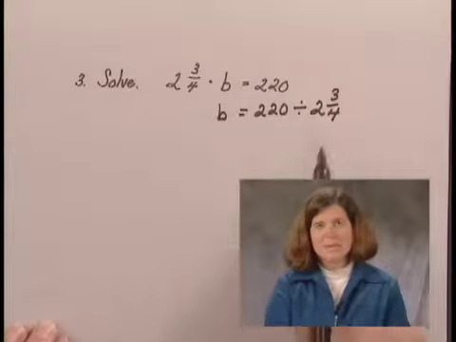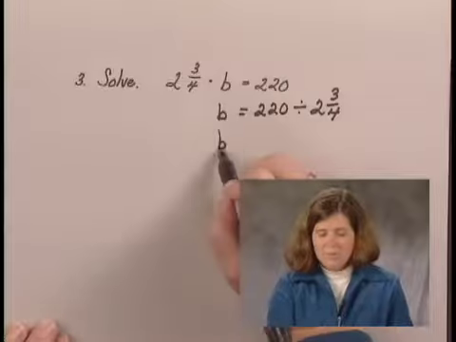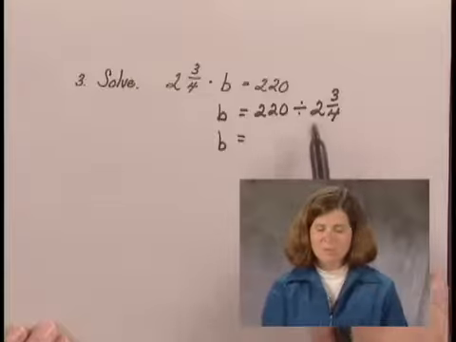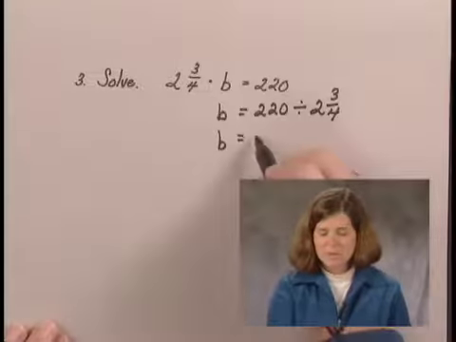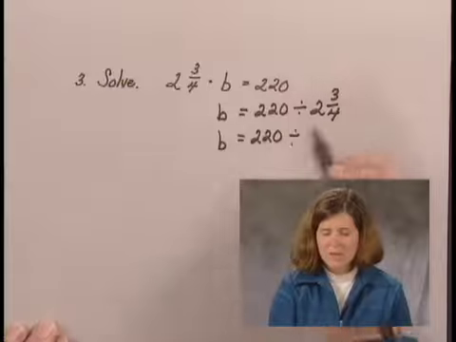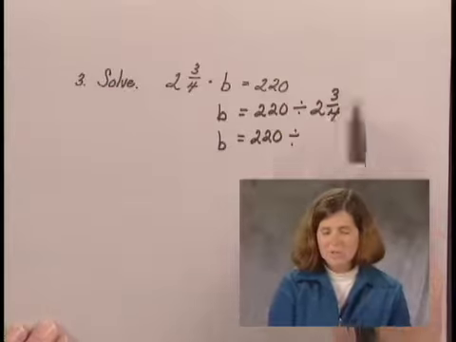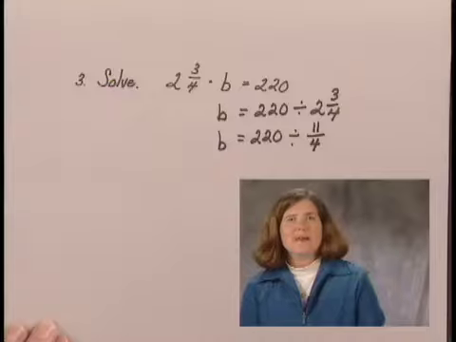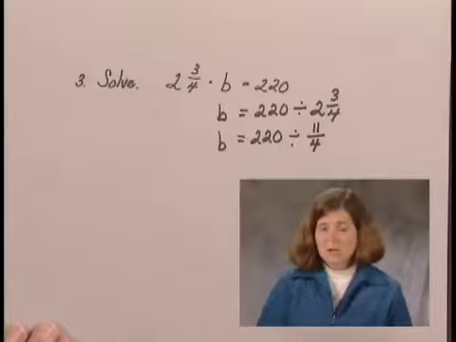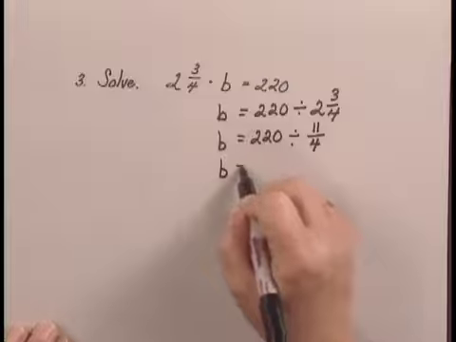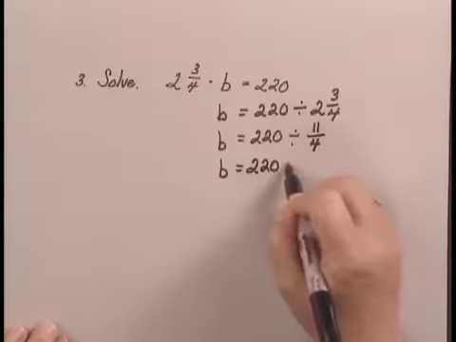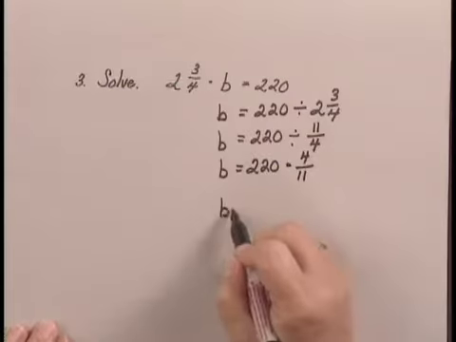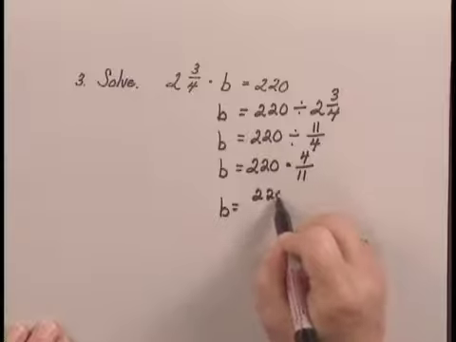And now we'll work on the right side to simplify. We have B equals, and whenever we multiply or divide using mixed numerals, we need to write that as a fraction. So we will write 220 divided by 2 times 4 is 8, plus 3 is 11, so we have 11/4. Now we're asked to divide by a fraction, which means we want to multiply by the reciprocal of 11/4. So we have B equals 220 times 4/11.